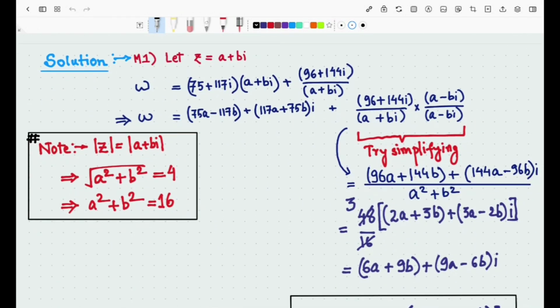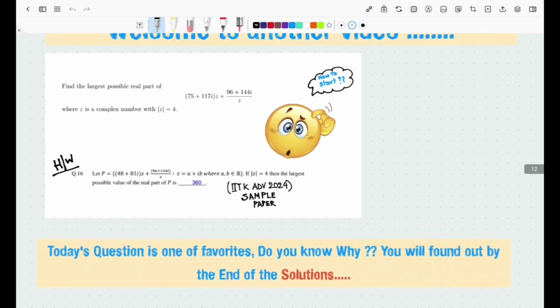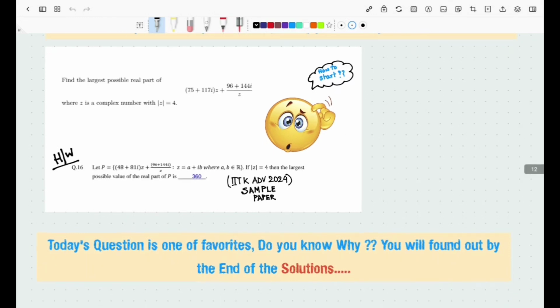Don't start reading the solution on your own, let me just guide you through it, that will be very easy. So let us assume that z is equal to a plus b iota. After we have assumed this value, we can directly solve for omega, let's say omega is the value of the expression that is given to us.